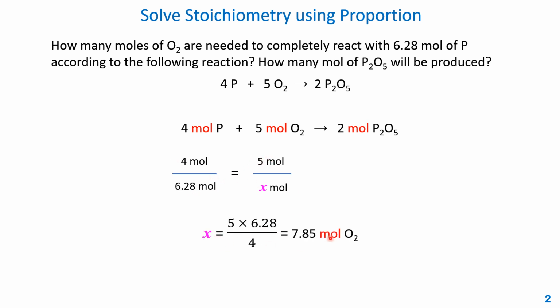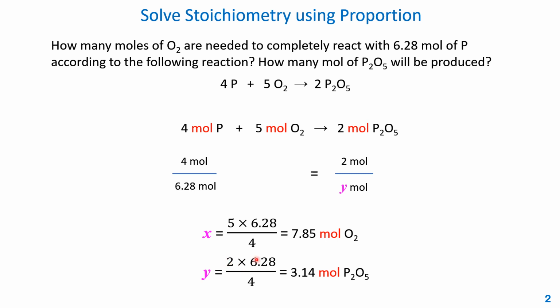So X will give 7.85 mole. That's for oxygen. That solved the first question. And then solve the other question, Y. So Y equals also the cross multiplication of these two divided by 4. So Y equals 2 times 6.28 divided by 4. So that gives you 3.14 moles of the product. So this is the way of proportion.